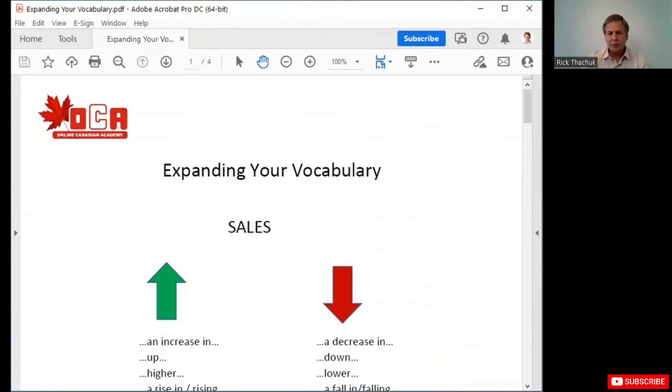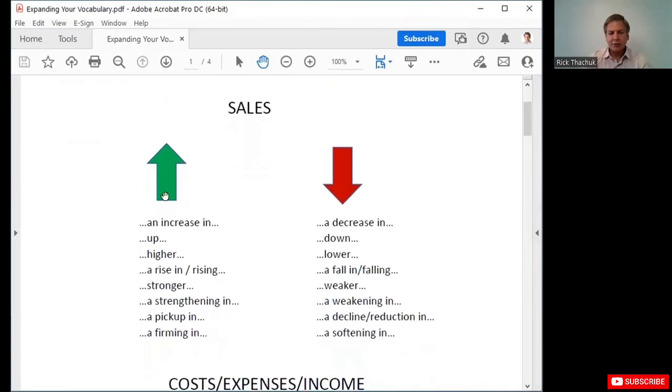Let's look at words or phrases or adjectives that we can use to describe sales. And when I say sales, I mean the dollar value of sales. So in this case, we can say an increase in sales, for example. This would be a decrease in sales. We can say sales were up or sales were down. We can say higher sales, like due to higher sales or due to lower sales. We can say a rise in sales or rising sales, a fall in sales or falling sales.